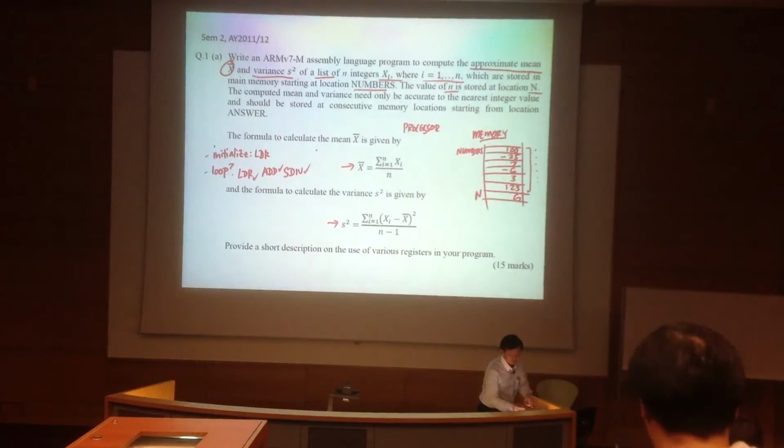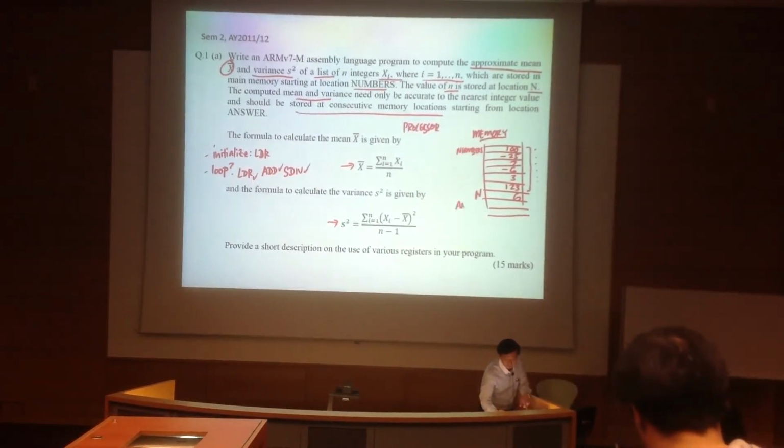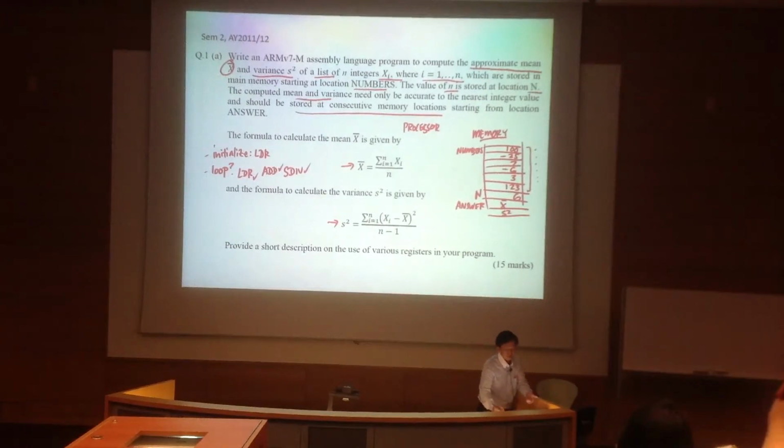Now the question also says when you compute the mean and variance, you will store them at consecutive memory locations starting from location answer. So there are also additional memory locations, answer. What you want to do is store the mean here, and then in the next one store the s squared value, the variance. So now we have probably some idea how to compute the mean.